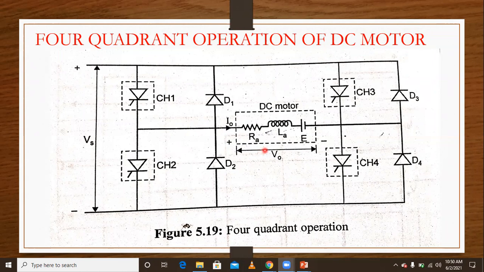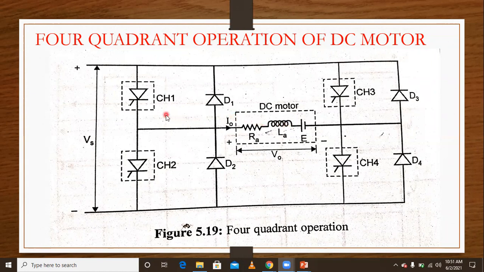Four quadrant operation can be done by using this circuit. This is also called four quadrant operation of DC motor. On this circuit diagram, this is also called a Type E chopper, and it consists of four power semiconductor switches.